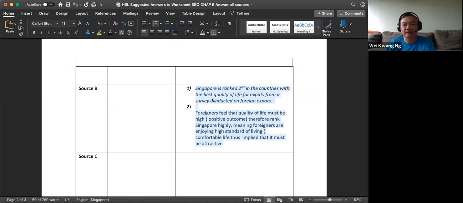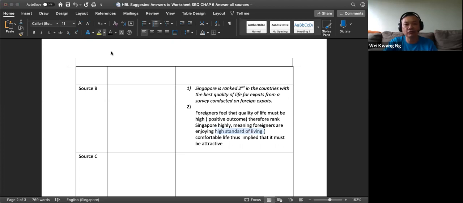And what does that mean? It means that foreigners feel that our quality of life must be very high. If you're ranked very, very highly, that means our quality of life must be very high. So we must have a very high standard of living.